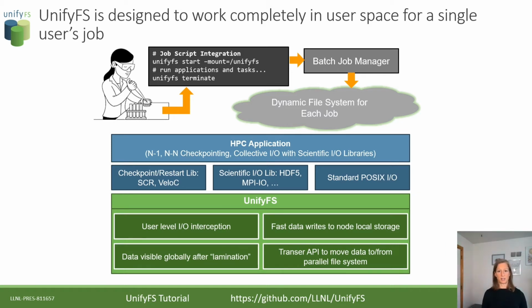So this could be shared file checkpointing, file per process checkpointing, or maybe you're using some high-level I/O library like MPI-IO, or a checkpointing library like SCR. And so UnifyFS intercepts all the I/O operations from your application at the user level and handles the I/O appropriately. For optimizations, for example, we always write data to node local storage, RAM disk first, and then fall back to SSD. And the reason we do this is because it's fast.